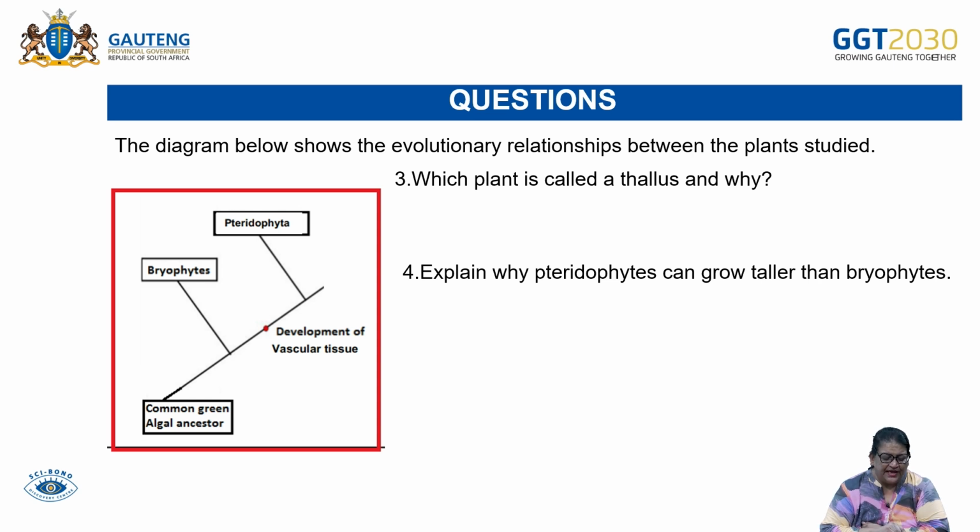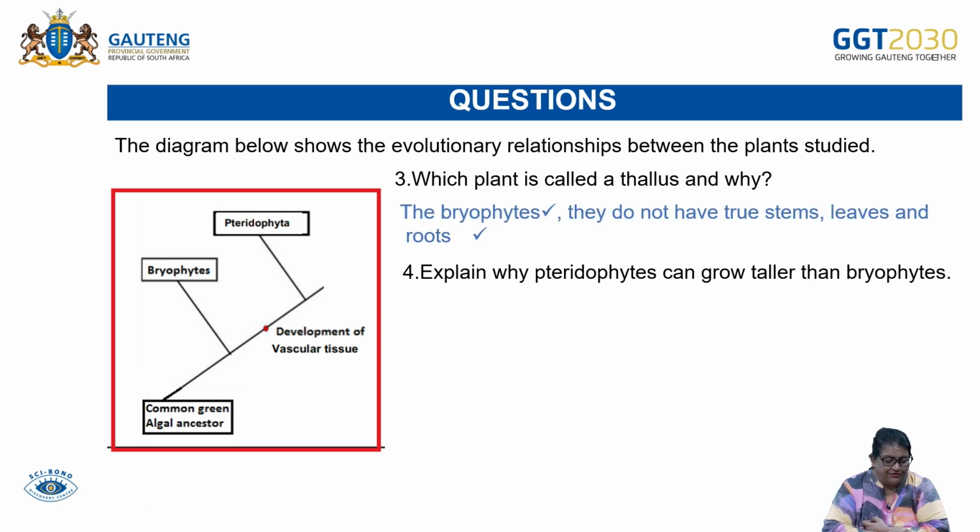Which plant is called a thallus and why? Now, we can't talk about the ancestor here. Pteridophytes are not a thallus. That's a true plant because it has xylem and phloem and strengthening tissue. But remember the moss? It was a thallus. Why? It does not have true roots, stems and leaves. So which plant is called a thallus between these two? It's the bryophytes because they don't have true roots, stems and leaves.